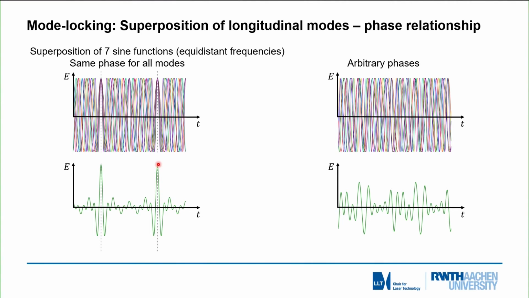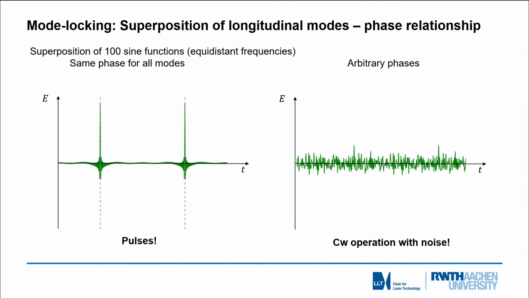If we do not couple these modes coherently, in other words, if we allow them to start arbitrarily at any point in time, we will get something very similar to noise. We will just get a superposition of statistical result, so not really something we can make use of. Again, if we superimpose, in this example here, 100 sine functions of equidistant frequencies, they have the same phase for all modes, then we get the mode locking. And if we have arbitrary phase, of course, then we get something which is more or less noise.